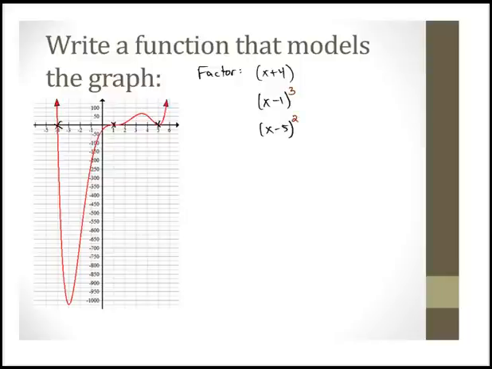So I can start by writing then that my function f of x is a times x plus 4 times x minus 1 cubed times x minus 5 squared. Now, using a point, it looks like it passes through 0, negative 25. So I'm going to use 0, negative 25.